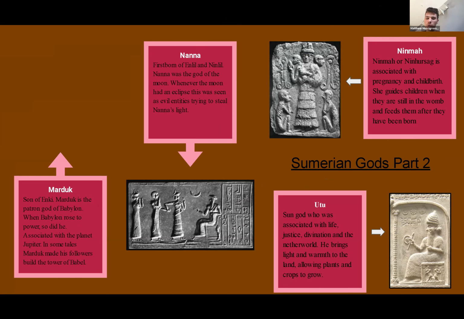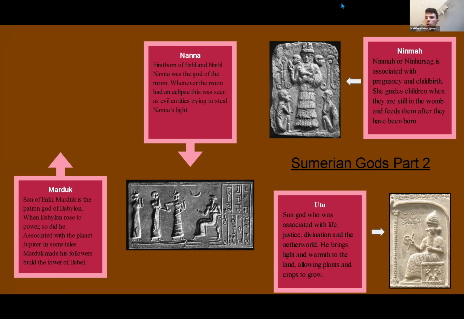And Nana was known as he whose heart cannot be read, and he could see farther than every other god. He was the god of the moon, and whenever the moon had an eclipse, this was seen as evil entities trying to steal his light. He was the firstborn of Enlil and Ninlil, and he's seen as a shepherd and the god of shepherds.